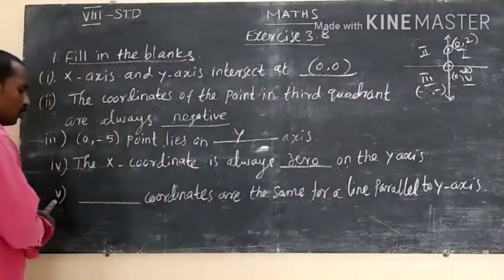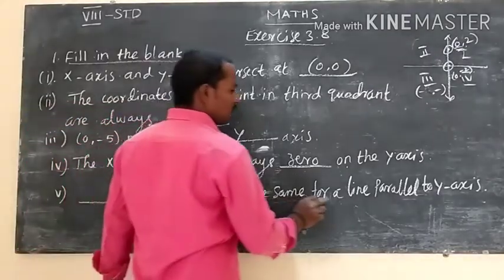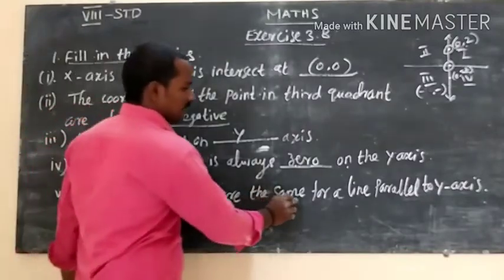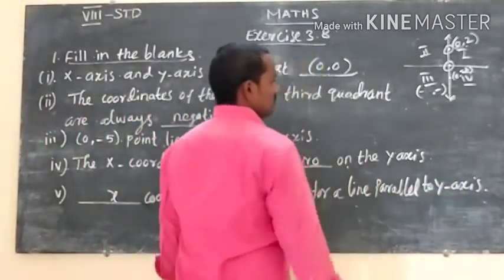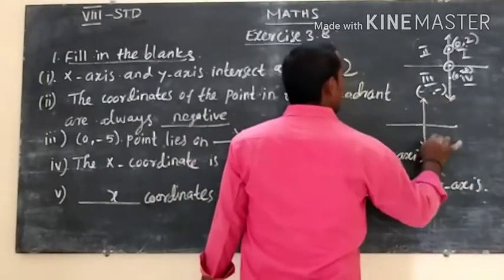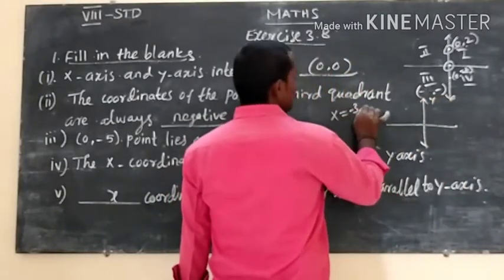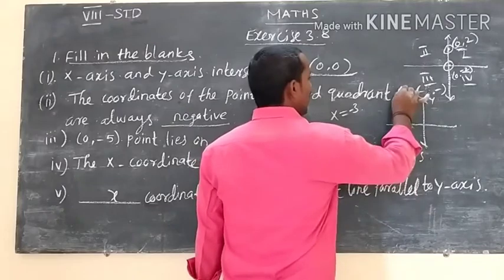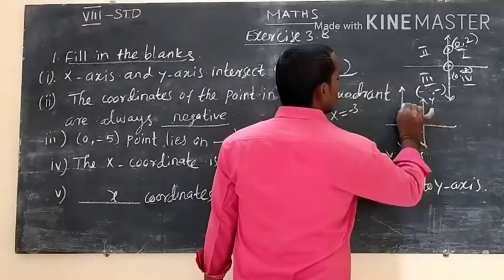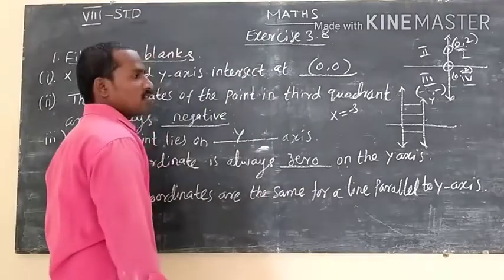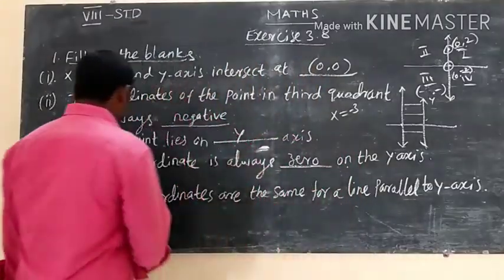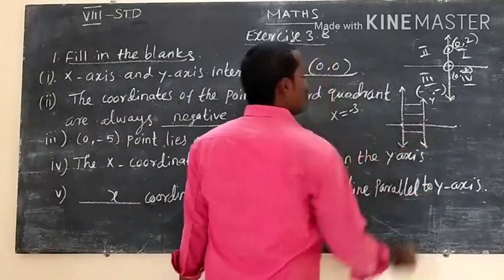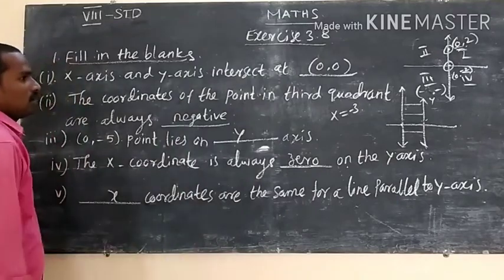Okay. Then the fifth one: the x coordinates are the same for a line parallel to the y-axis. So this is a graph, and this is the y-axis. Suppose you have x is equal to minus 3. Draw the vertical line. These two are parallel; they do not intersect at any point, and there is a constant distance. Therefore, the x coordinates are the same for a line parallel to the y-axis. Okay, that's all. Have you understood the reason?